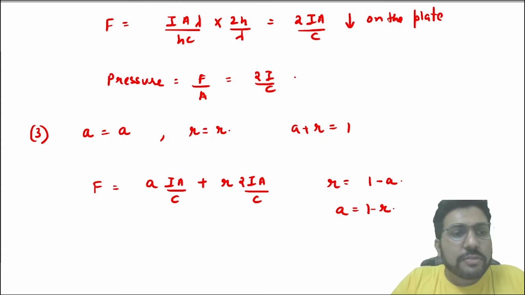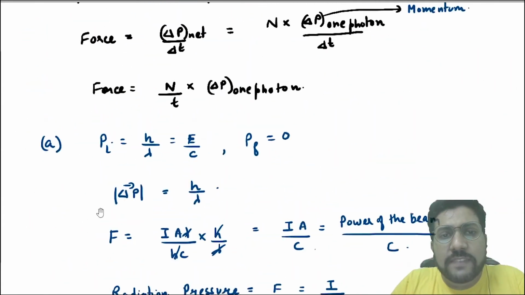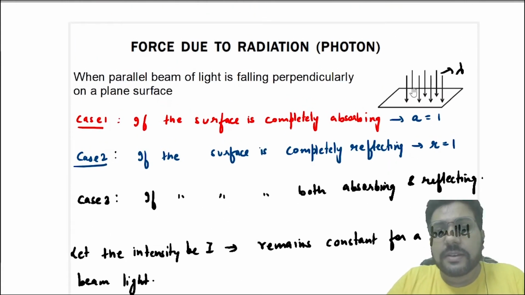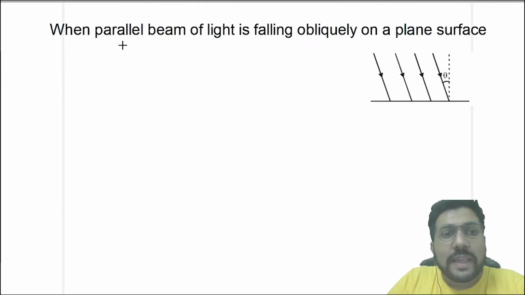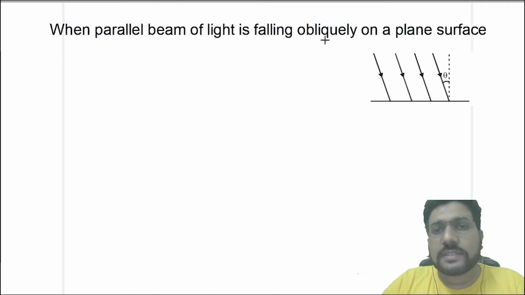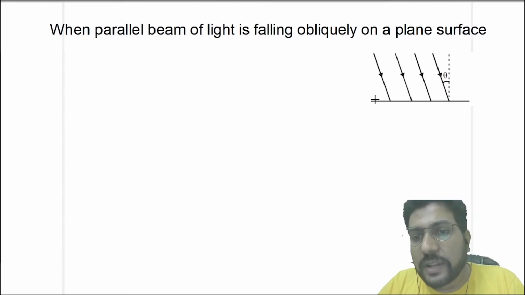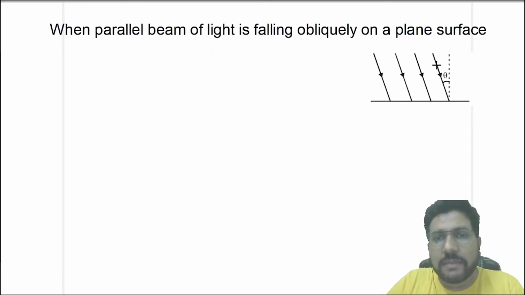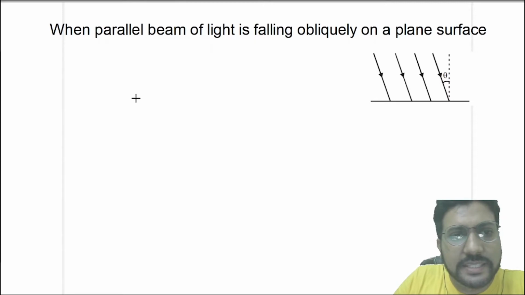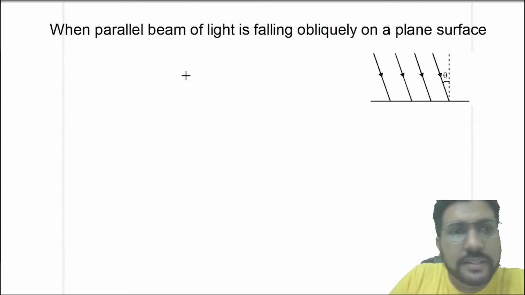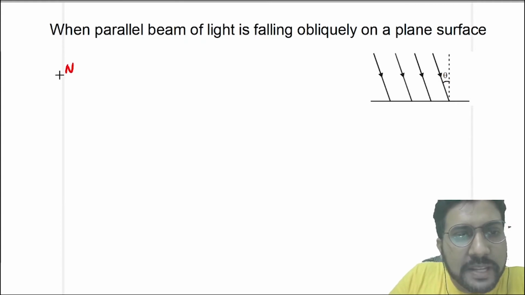Okay, so this was the case when a parallel beam of light is falling perpendicularly on a surface. Now when the parallel beam of light falls obliquely on a plane surface, at an angle theta, obliquely means at some angle theta. All right, so what will happen in that case? Still it is a parallel beam of light, so the intensity is constant, right? So first of all we will find N by t.